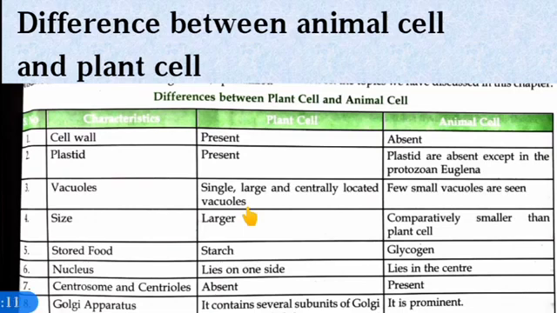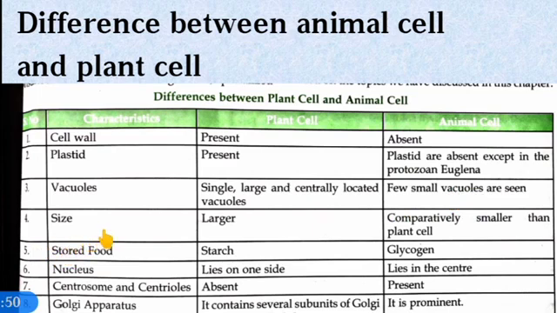And in animal cells, a few small vacuoles are seen. The number of vacuoles is more in animal cells, but the size of the vacuole is less. Whereas in plant cells the vacuole is single, large, and centrally located, in animal cells they are not located at the central region of the cell.